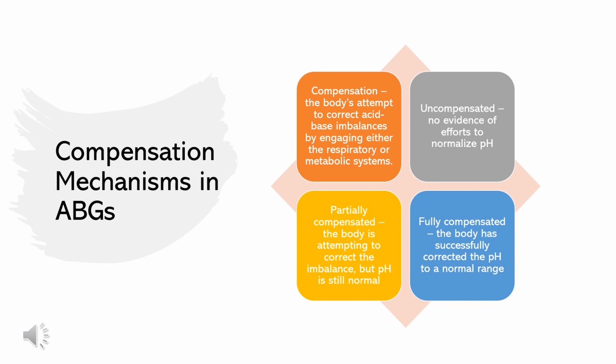We need to interpret compensation with the tic-tac-toe method. Use the tic-tac-toe method to help recognize the type of compensation. Place pH, PaCO2, and HCO3 each in a box. The box that has two values signifies the primary imbalance, and the lone value indicates the compensatory action.